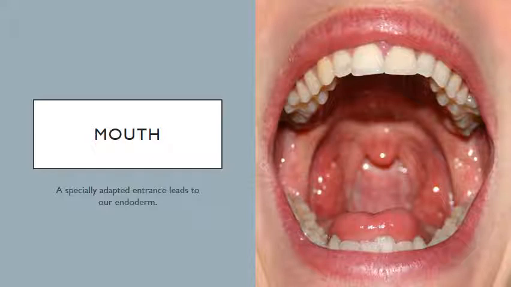So we begin our discussion of eating with the mouth. The mouth is a specially adapted entrance to your endoderm. It gets you from the external environment to the internal environment. Remember, we've got those 3 cell layers, the endoderm, the mesoderm, and the ectoderm. This tube starting at your mouth is going to be the endoderm.